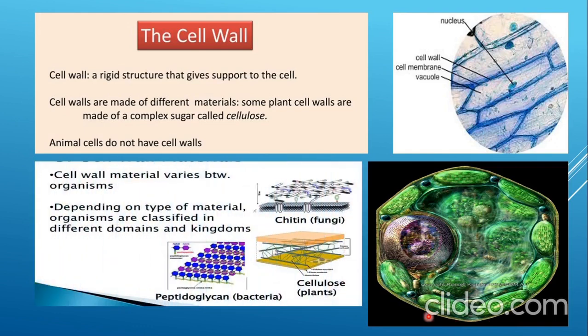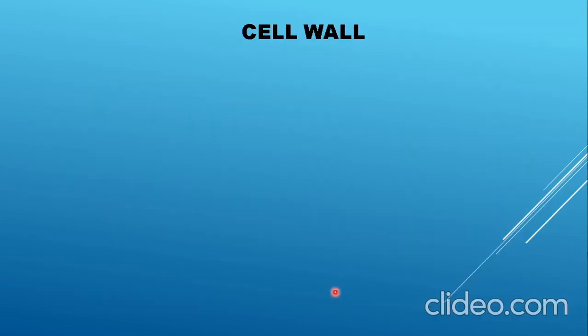Cell wall materials can vary. In fungi, it is made up of chitin, which is also a type of carbohydrate. In bacteria, as we already saw, it is made of peptidoglycan, and in plants, it is made up of cellulose. So what are the three substances making up cell walls? Fungi, chitin; peptidoglycan makes up the bacterial cell wall, and cellulose makes up plant cell walls.